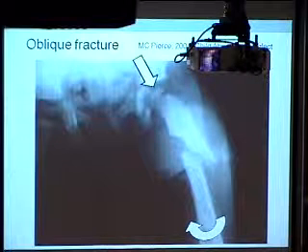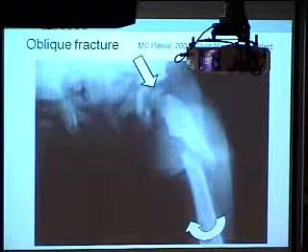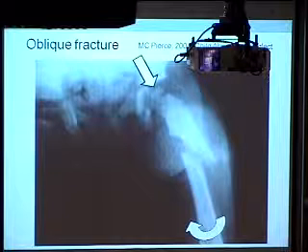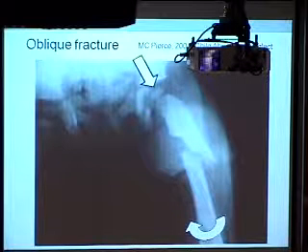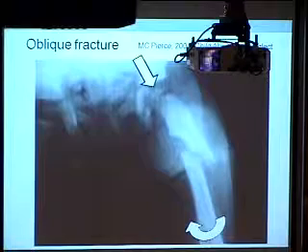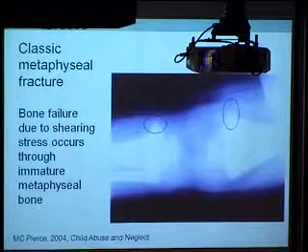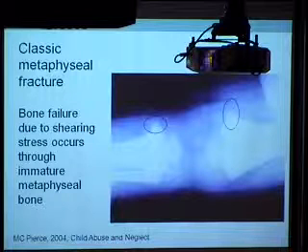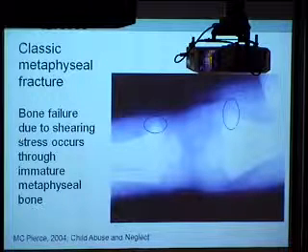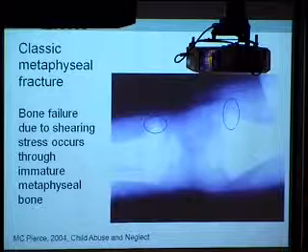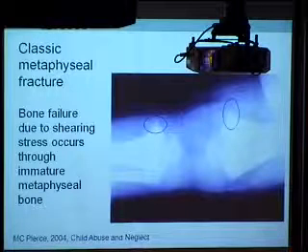And here's an oblique fracture. This has, they think, a load or a force that comes down the axis of the bone plus a twisting mechanism to get this type of fracture. And classic metaphyseal fractures are here. These bucket handle fractures. Bone failure is due to shearing stress that occurs through immature metaphyseal bone.